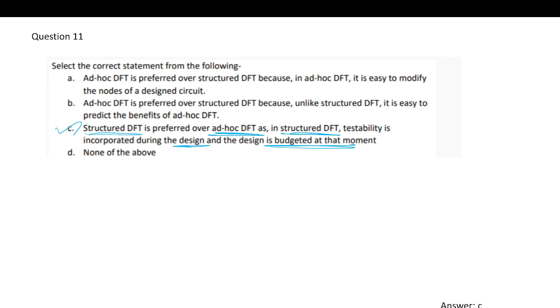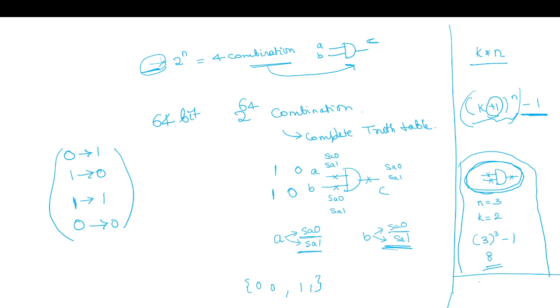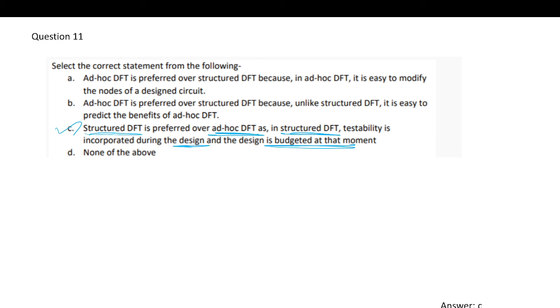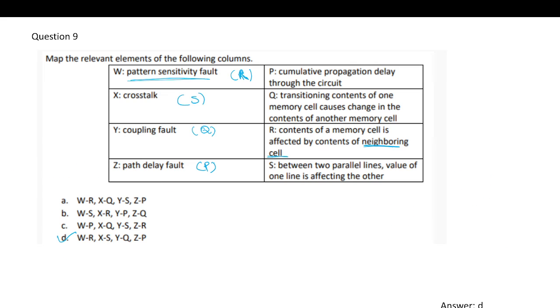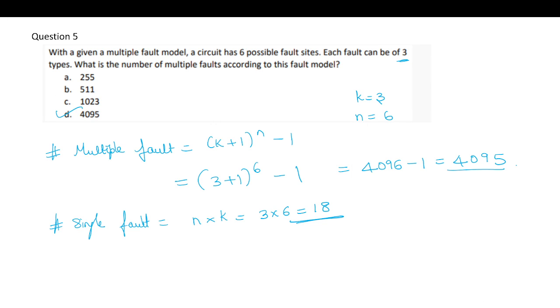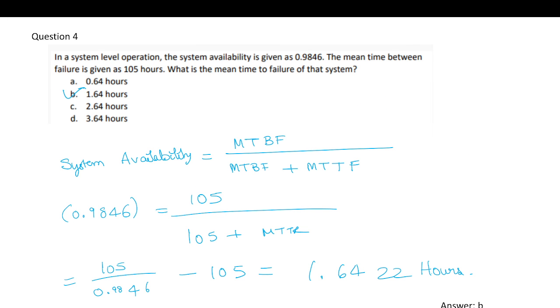can you please explain the question that you have shown before? Which question? This question. Question number, please. Question number 4. Yeah, I have just directly used the formula. System availability is the mean time between failure divided by mean time between failure plus mean time to failure.